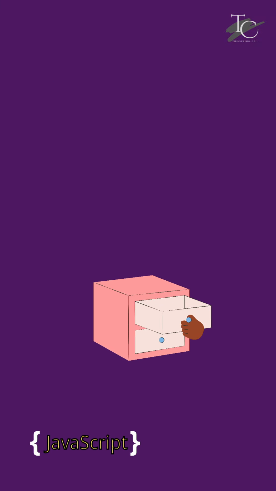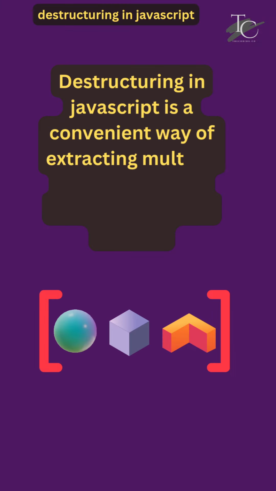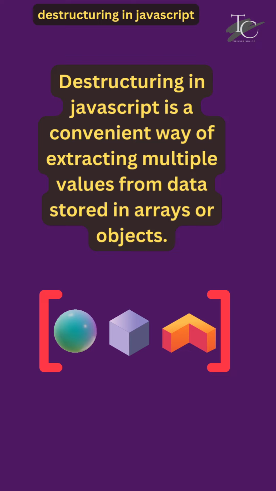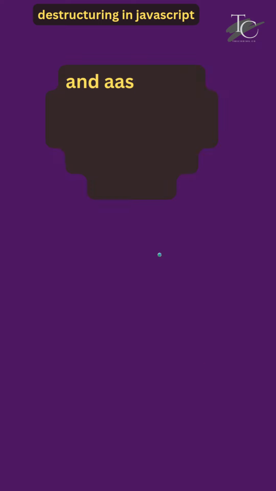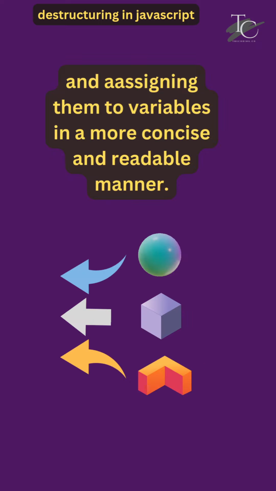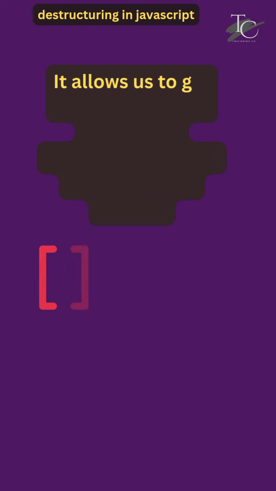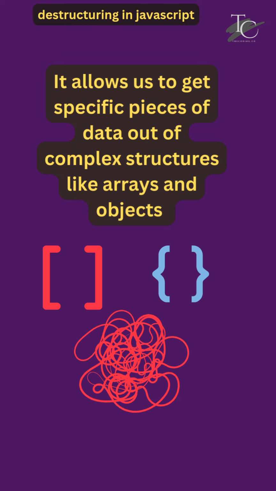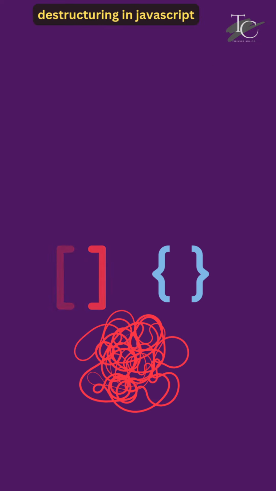Destructuring in JavaScript. Destructuring in JavaScript is a convenient way of extracting multiple values from data stored in arrays or objects and assigning them to variables in a more concise and readable manner. It allows us to get specific pieces of data out of complex structures like arrays and objects.